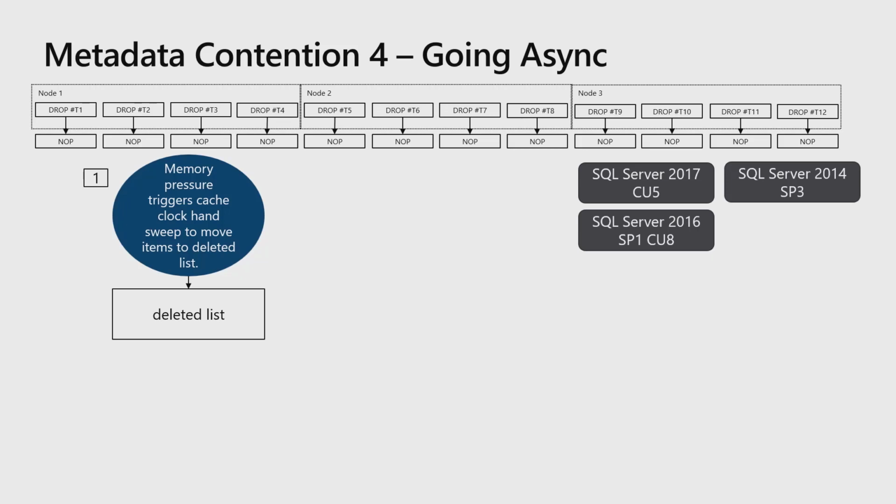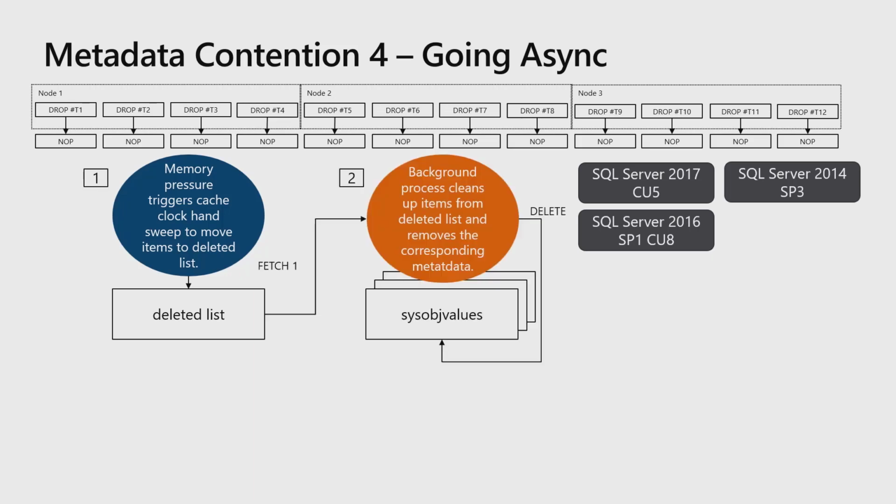So just like any other cache in SQL Server, there's a clock hand that sweeps. In the event of memory pressure, the clock hand starts sweeping through the temporary cache and moves things to a deleted list. So we don't delete them right away. We just say, okay, we've got memory pressure. We've got things in cache. We are going to evict from the cache and put them on a deleted list. And then we have a separate process that's going to go and clean up that metadata.